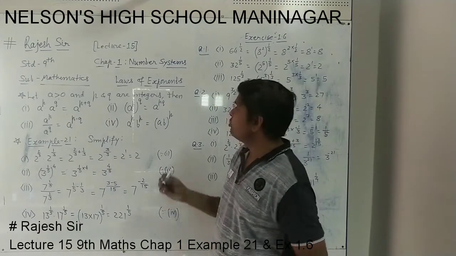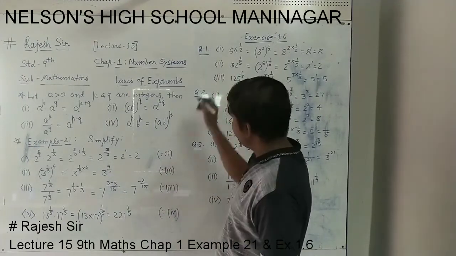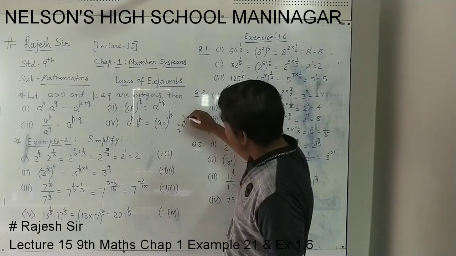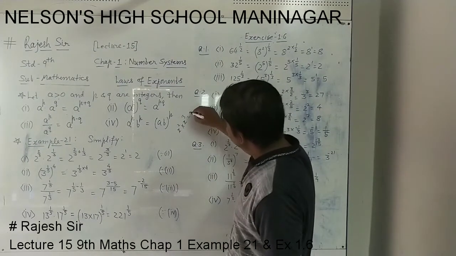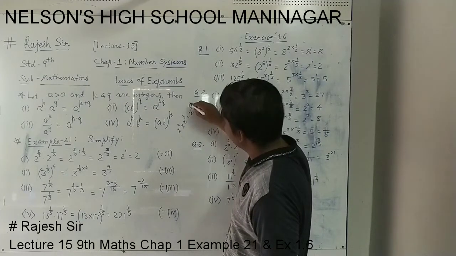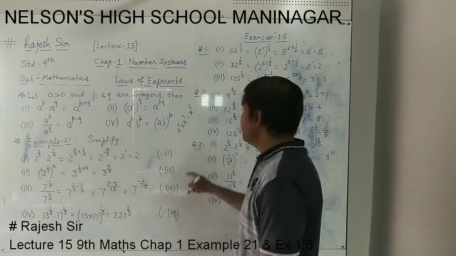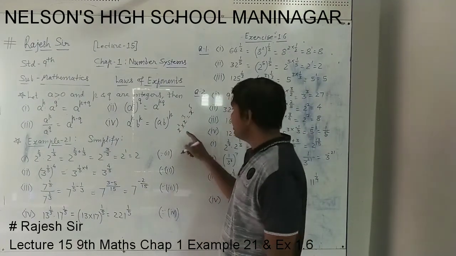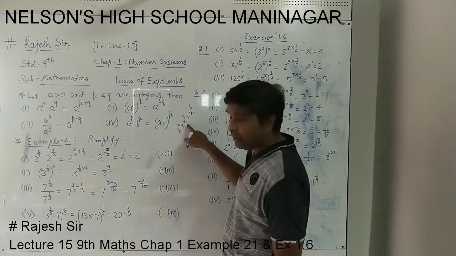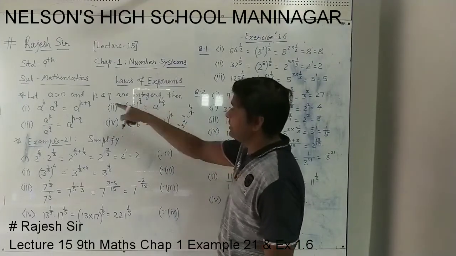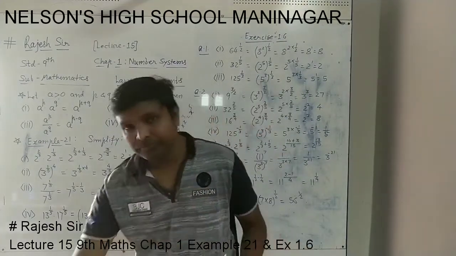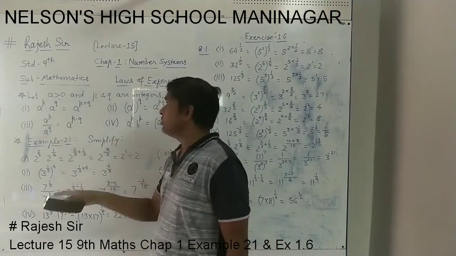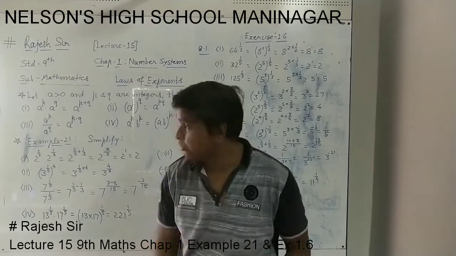Remember that you might have done so many examples, like when you were writing x raised to 2 into x raised to 3, what do you do? x raised to 2 and 3, you add, 5. This is the same rule. Here x equals a, p equals 2, q equals 3. Then we multiply, and when the bases are the same, the powers are added. This is the rule, right? a raised to p into a raised to q equals a raised to p plus q.